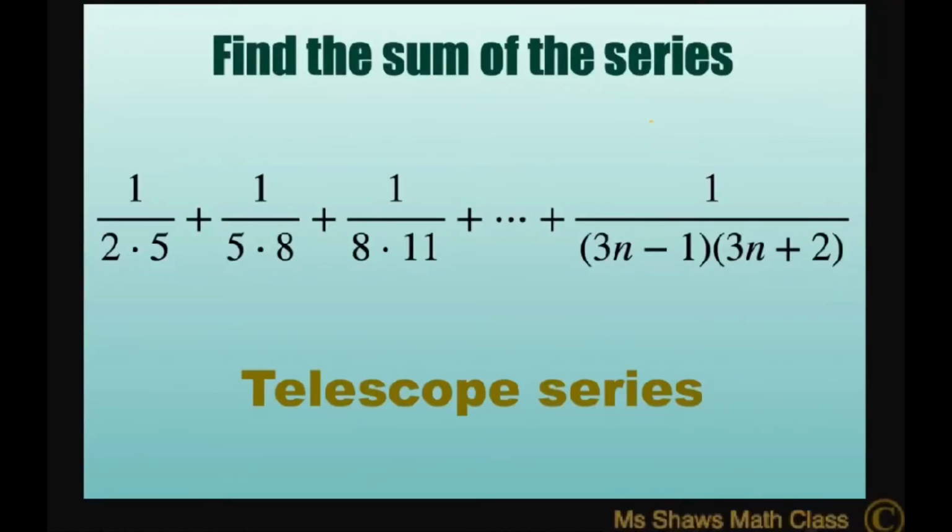We're going to find the sum of the series given here. This is a telescoping series, and we're going to note that our last term, a sub n, equals 1 divided by 3n minus 1 times 3n plus 2.